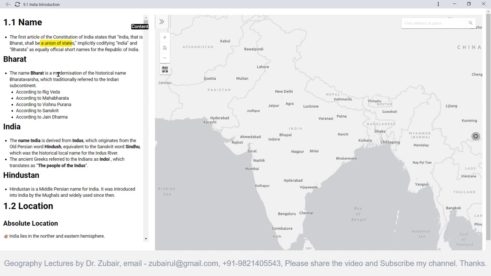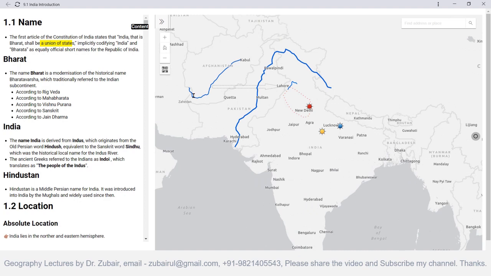First, we will talk about Bharat. There are 5 views: according to the Rig Veda, Mahabharata, Vishnu Puran, Sanskrit, and Jain Dharma. According to the Rig Veda, there was a tribe living around the Saraswati river, and you can see the location of the Saraswati river in Afghanistan. The name of the tribe was Bharat.